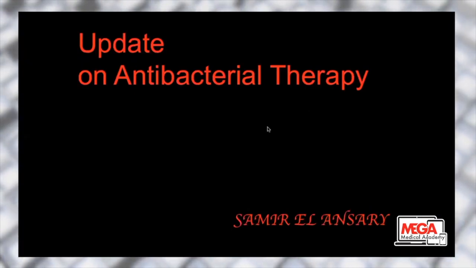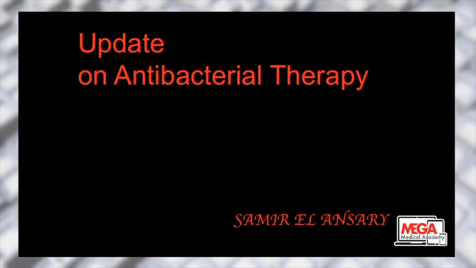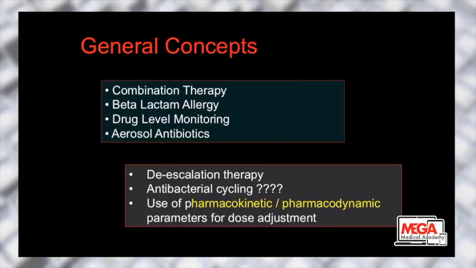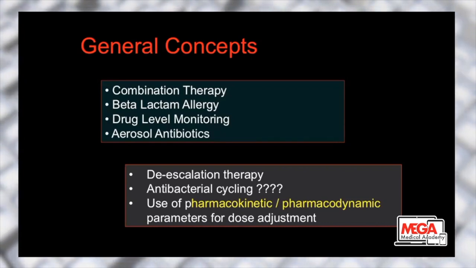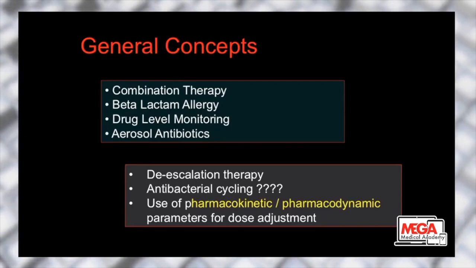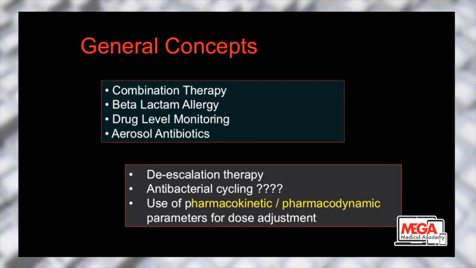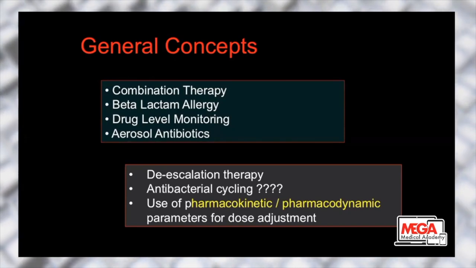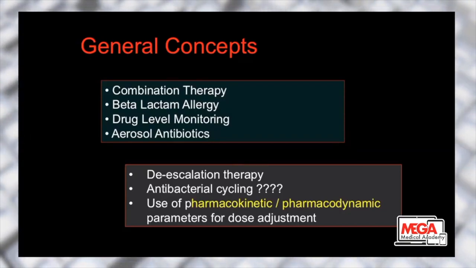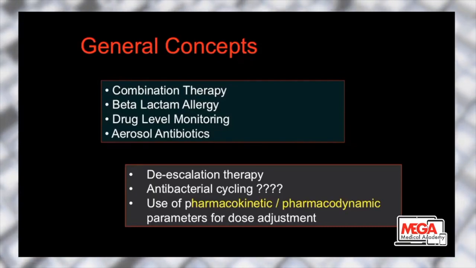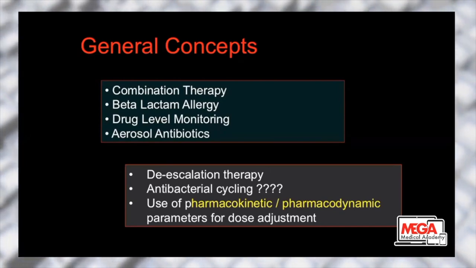Today, I am going to speak about some important points related to antibiotics, especially inside the ICU. Of course, it is very important and mandatory to know the optimum antibiotic to be selected for a given patient to give a good effect for that patient. And we have general concepts which we are going to deal with: combination therapy, how and when to combine therapy, beta-lactam allergy. We discuss also drug level monitoring, aerosol antibiotics, and de-escalation therapy, which is very important and mandatory, and antibacterial cycling in each hospital to decrease the resistance of the antibiotic, and also use the pharmacokinetics and pharmacodynamics to predict the optimum dose and optimum time.